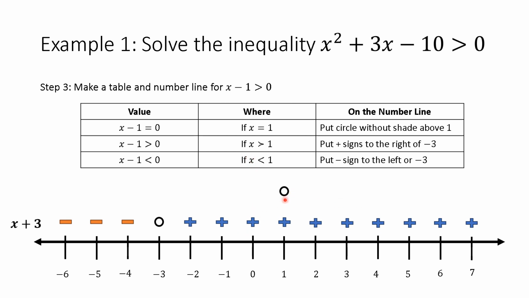Here is 1, the circle. The other part would be positive to the right side because when you substitute a number there, 2 minus 1 would still be positive. And on the left side would be negative. So here is our structure.